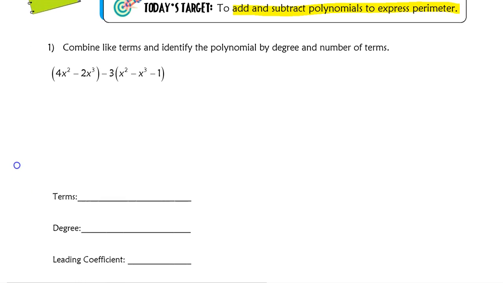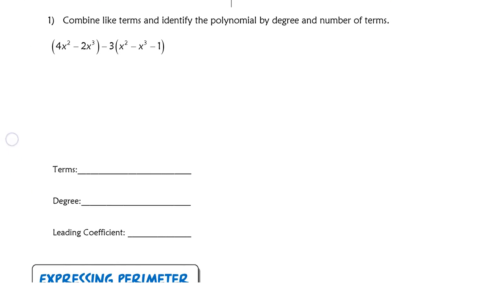Very first example says combine like terms and identify the polynomial by degree and number of terms. So this is similar to what we did in class. What we're going to do is look at this polynomial here, which I can just drop the parentheses with. But this second polynomial, since it has a -3 out in front, I definitely want to distribute that -3 to all three terms here. So I'm going to drop down the 4x squared minus 2x cubed. And then once I distribute the -3, it becomes -3x squared.